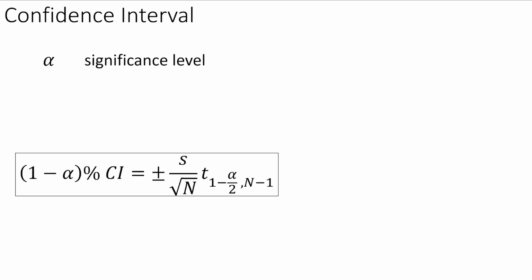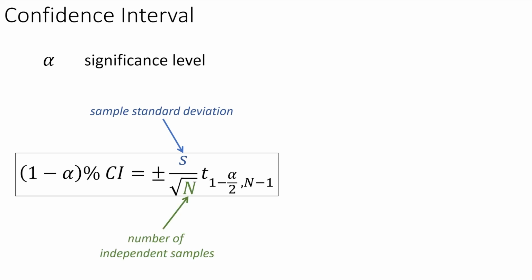Confidence intervals are used frequently by engineers when reporting errors on means. One first specifies a desired level of significance called alpha. The 1 minus alpha % confidence interval is then given by this equation. Here, S is the sample standard deviation. Sample is the key word here. N is the number of independent samples, and T is the t-statistic from the student t-distribution.